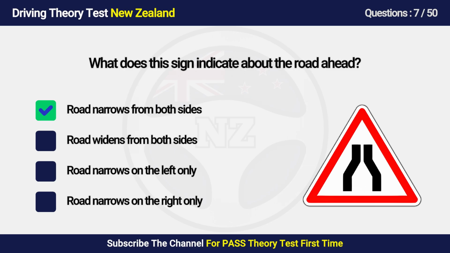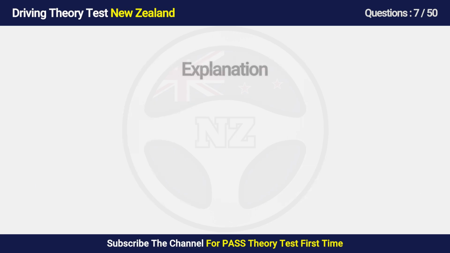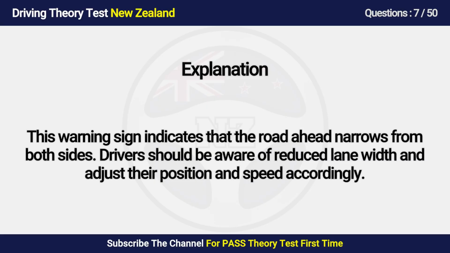Answer is A. Road narrows from both sides. This warning sign indicates that the road ahead narrows from both sides. Drivers should be aware of lane width and adjust their position and speed accordingly.